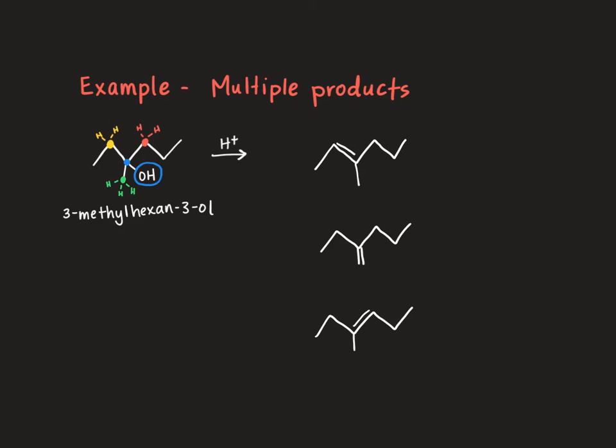So this first one is going to be called 3-methylhex-2-ene. So that's formed when a hydrogen is taken from the yellow carbon. When a hydrogen is taken from the green carbon, our parent chain then becomes pent, and we have 2-ethylpent-1-ene. And finally, if we take a hydrogen from the red carbon, we end up with 3-methylhex-3-ene.